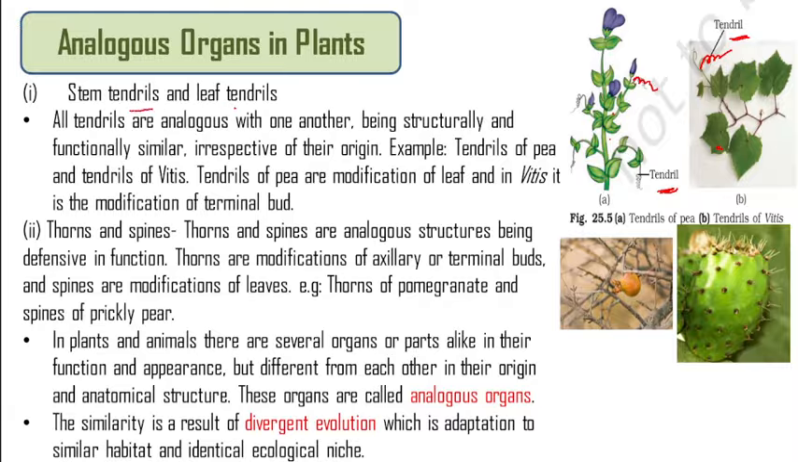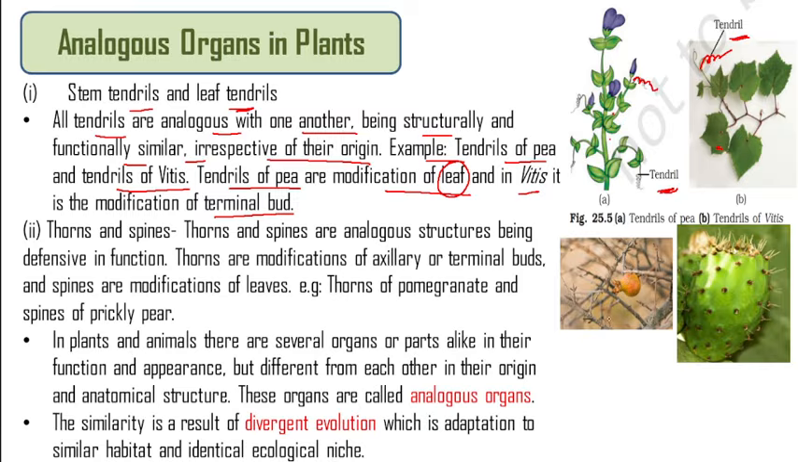The stem tendrils and the leaf tendrils are analogous with one another, being structurally and functionally similar irrespective of their origin. Example, the tendrils of pea and tendrils of vitis. Tendrils of pea are a modification of the leaf, and in vitis it is the modification of the terminal bud.